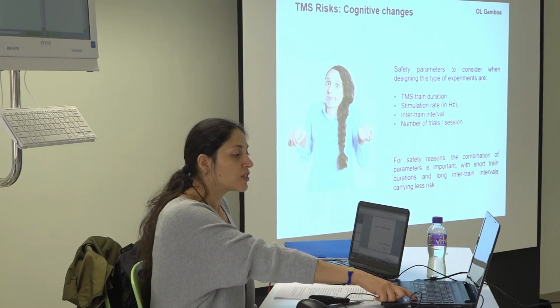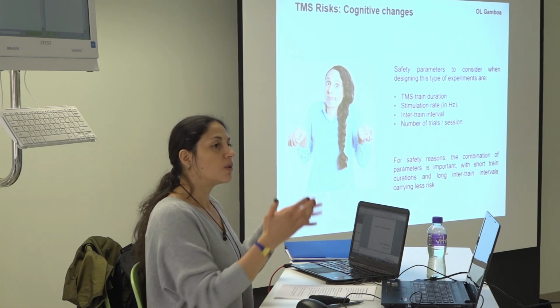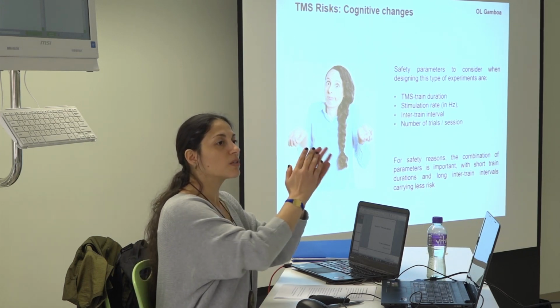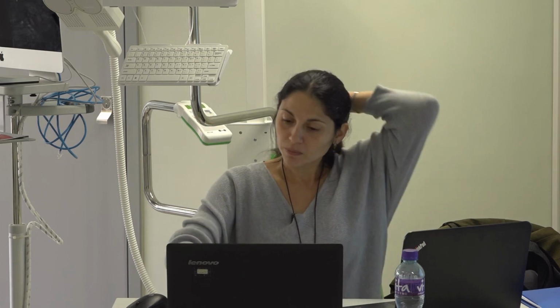So for safety reasons, the combination of parameters is important, with short train durations and long intertrain intervals carrying less risk. So blocks, wait, blocks, wait, blocks, wait would be the best, like long waits, yeah?